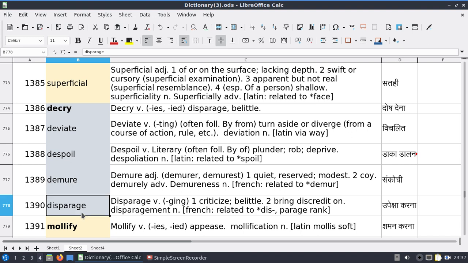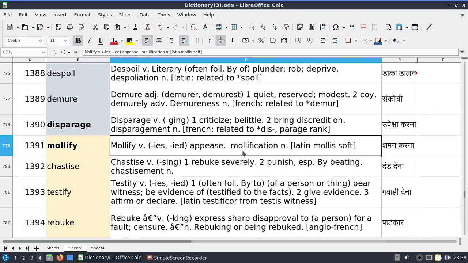She is quiet, a demure lady. She is reserved. She is modest. Disparage. Disparage means criticize. I don't mean to disparage your achievements. Means I don't want to. I am not intending to criticize your achievements. Decry is equal to disparage. Decry is also criticize. Disparage is also criticize. Okay.